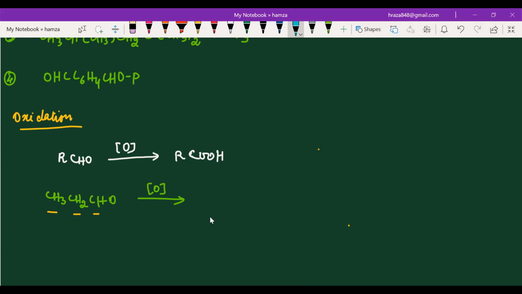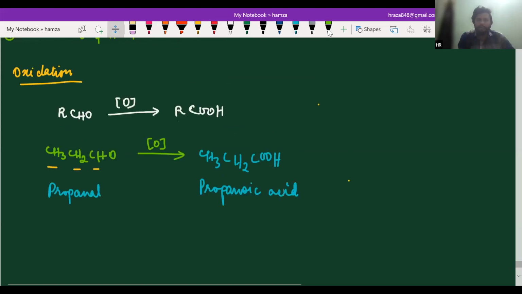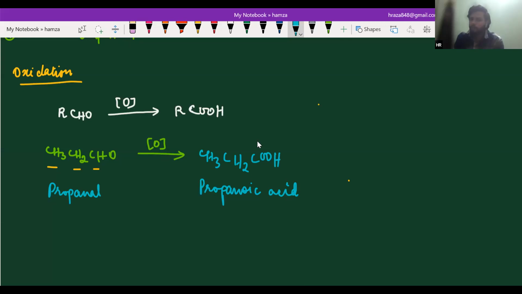So this aldehyde can be directly converted into a carboxylic acid having 3 carbons. That means this propanal will be directly converted into propanoic acid. So it's very simple to oxidize an aldehyde compared to a ketone, because if you oxidize a ketone, there will be cleavage of a bond.